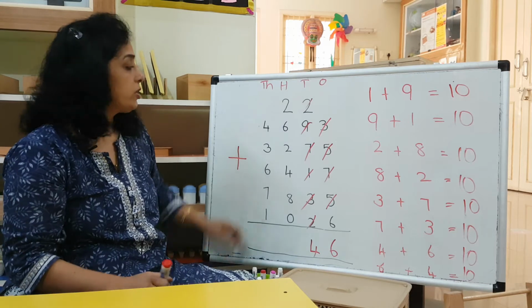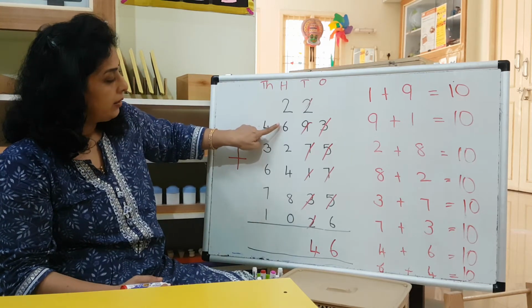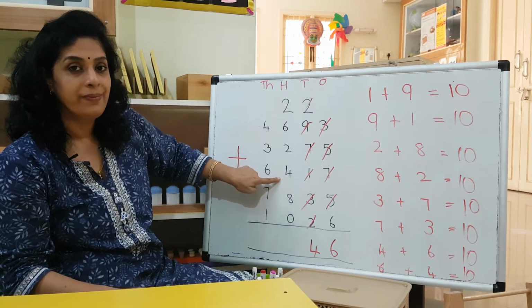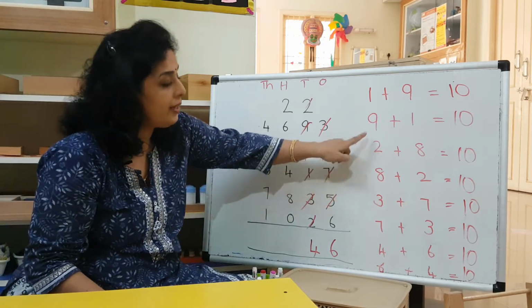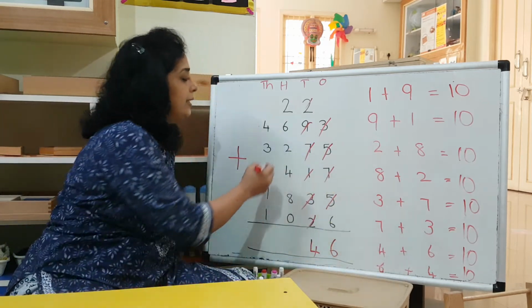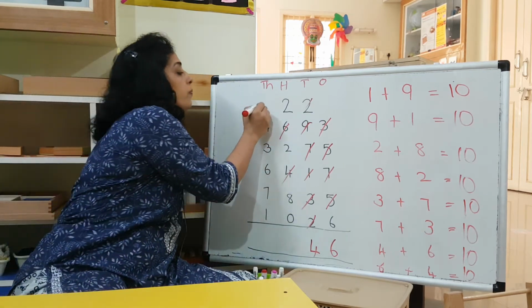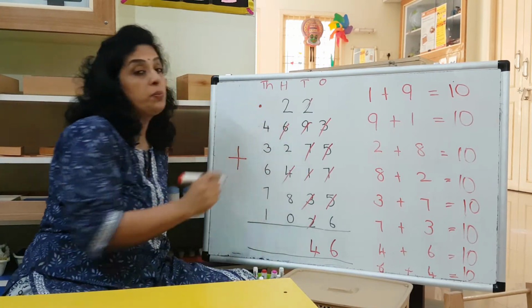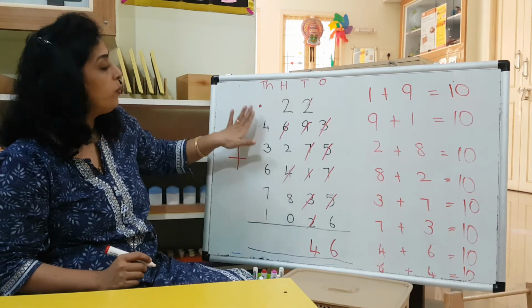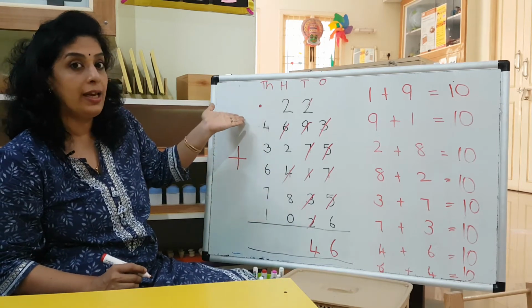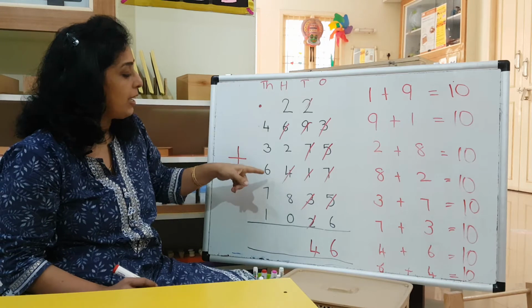Let's see the combinations of 10 here now. 6 plus 4? 6 plus 4 is 10, correct? 6 plus 4 is 10. Then, so 110. Please remember, the moment you get a 10, put a dot on the next hierarchy, okay? The next place value.